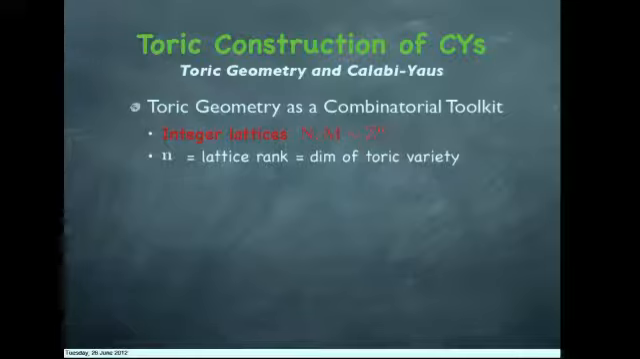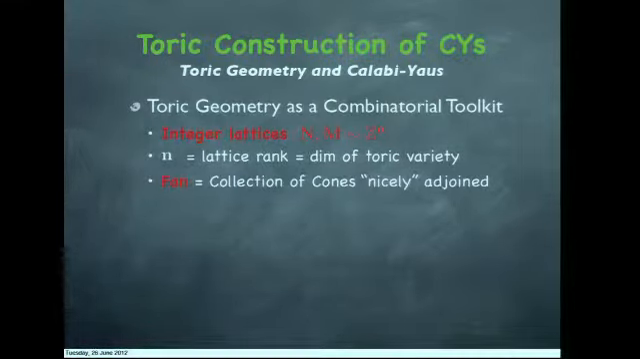For this, we make extensive use of toric geometry, which can be thought of as a combinatorial toolkit for a certain type of algebraic varieties called toric varieties. It is combinatorial in that the required data lives in some integer lattices. So we basically imagine two auxiliary lattices of rank small n, dual to each other via the natural inner product. And here, this rank small n turns out to be equal to the complex dimension of the toric variety described by the toric data.